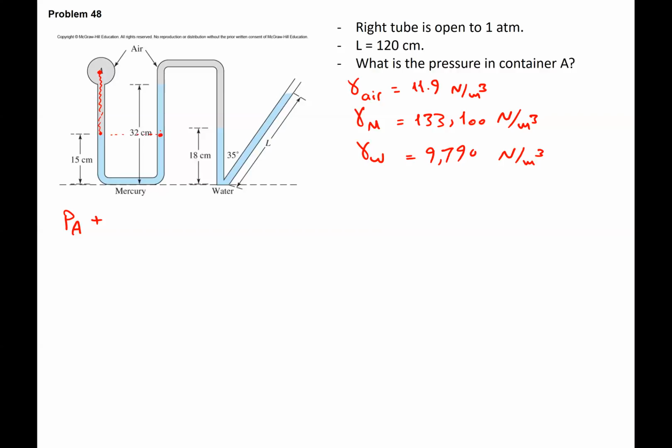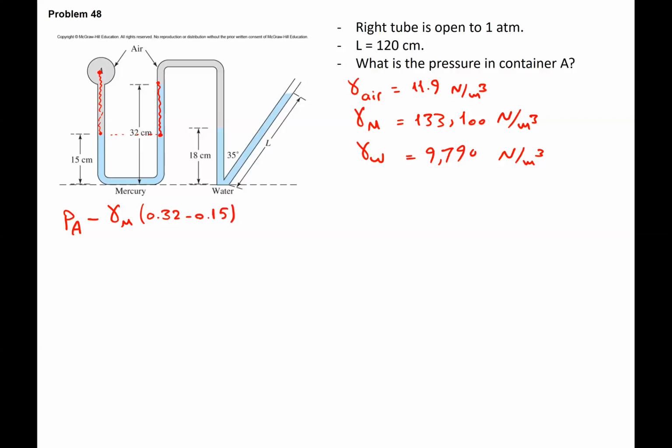Then at this point, I start going up and I stop at the interface here. Because I'm going up, pressure decreases, so I'm going to change this to negative sign. It decreases by gamma of mercury, because we are going up in mercury, multiplied by h of mercury, which is obviously the displacement in z direction, 32 centimeters minus this 15, and we have to convert it to meter. So it's like 0.32 minus 0.15.